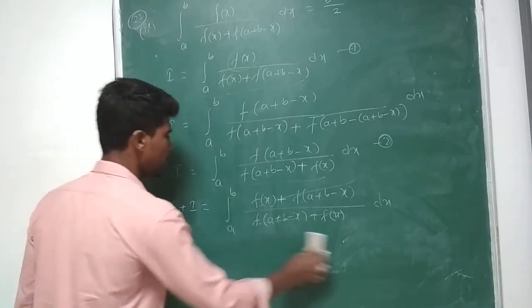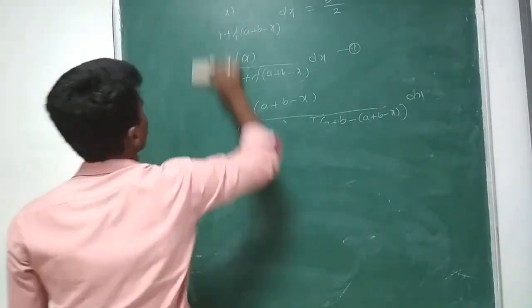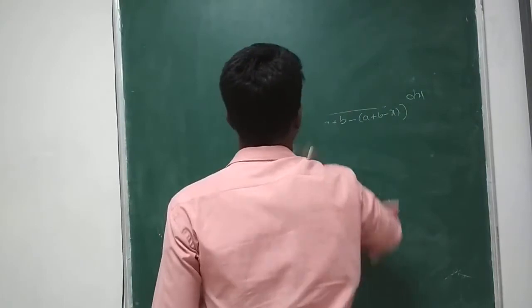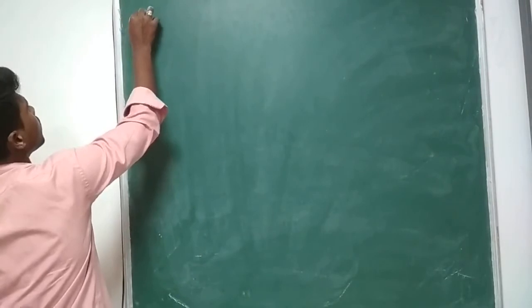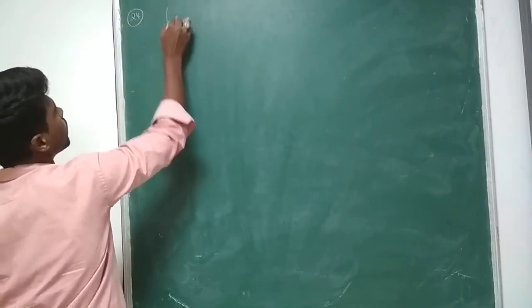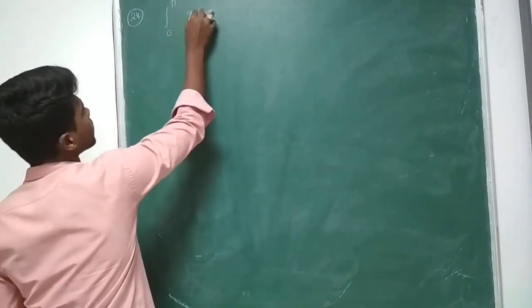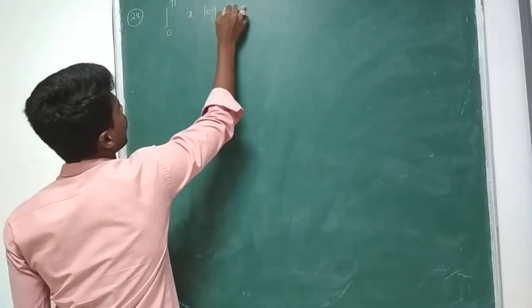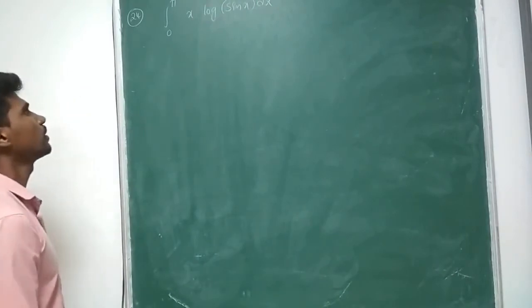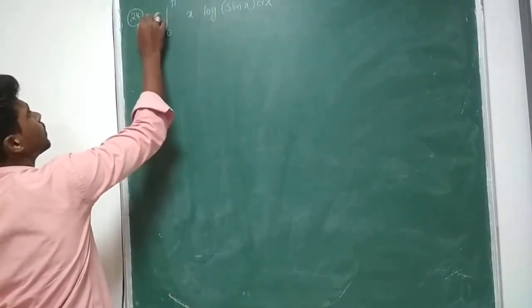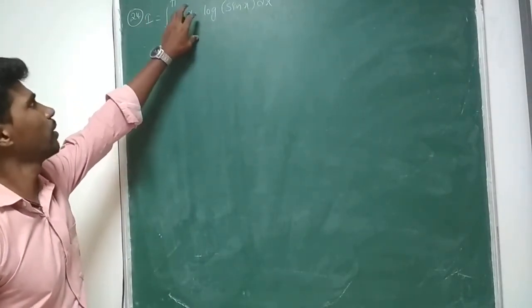Integral 0 to pi x into log sin x dx. Evaluate. So consider the given thing as I. So I have a product with x, and I want to remove this x.